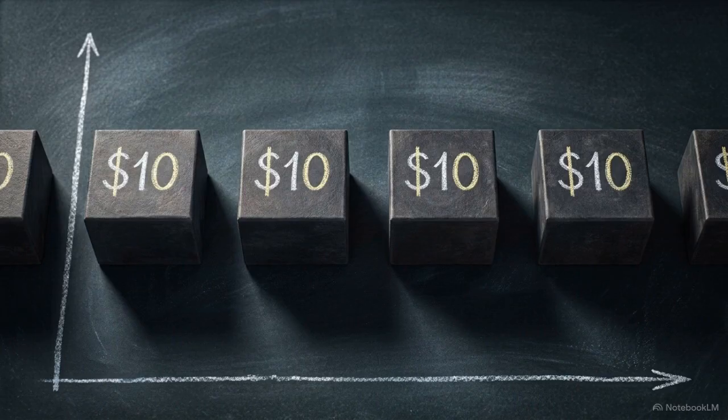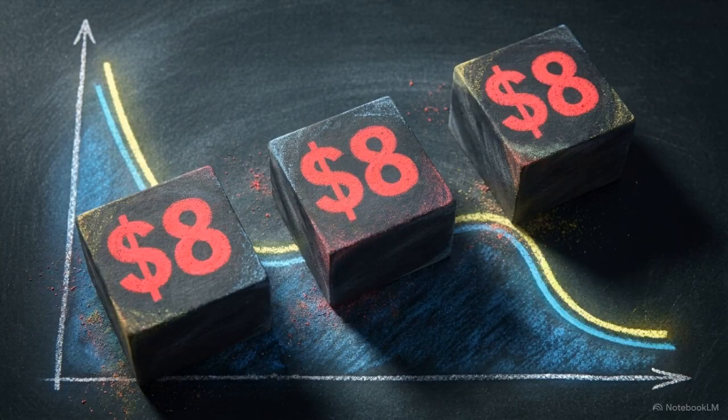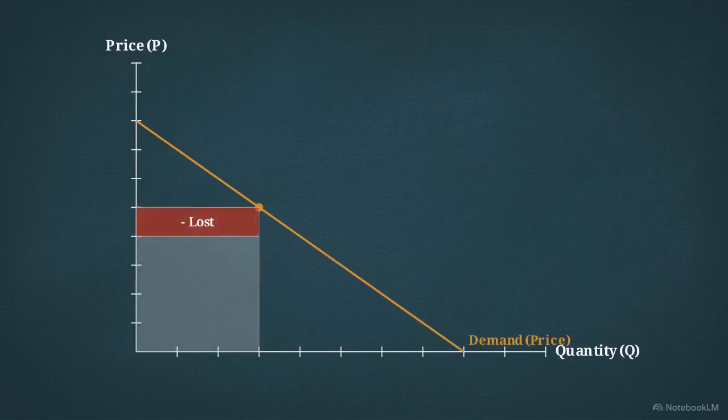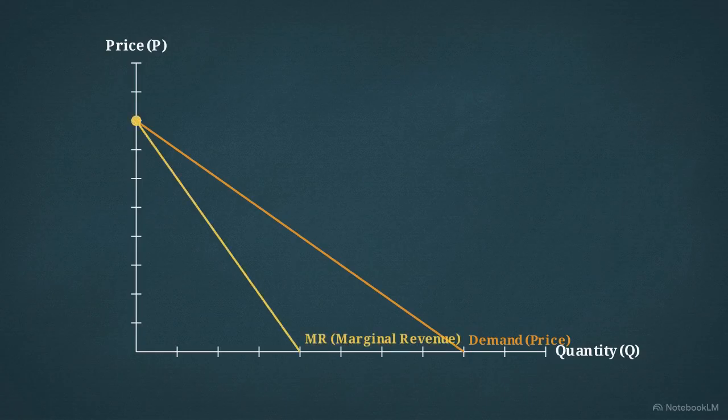To sell a higher volume, the firm faces a strict constraint. They cannot easily charge different prices to different buyers. To convince one more person to buy, they must lower the price for everyone. By discounting all preceding units, the actual revenue gained from the final sale drops below the sticker price. This creates a separate geometric entity, the marginal revenue curve. It originates at the exact same price point, but falls twice as fast as demand.